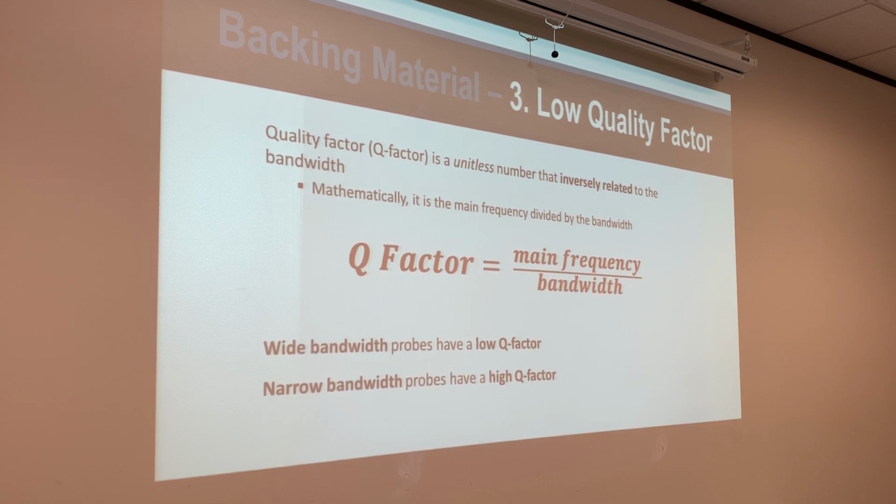But this right here, guys, is the resonant frequency. Transducers have a range of frequencies. That is called the bandwidth: the range of frequencies between the highest and lowest frequencies. That's how you determine your bandwidth. And the Q factor is the main frequency divided by the bandwidth. They have an inverse relationship, guys. Q factor and bandwidth are inversely related.